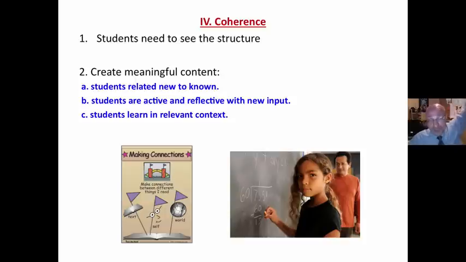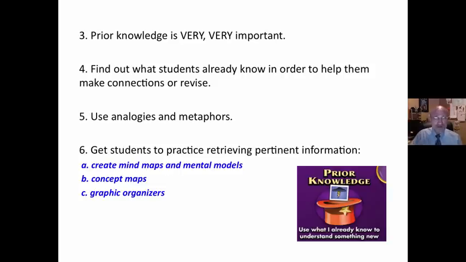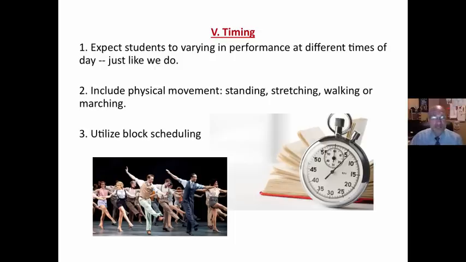I could teach grammar simply outside of any writing context, but it is much more efficient if I teach it in the context of their own writing. Relevant. Prior knowledge is very, very important because we attach new to the known. So find out what students already know in order to help them make connections or to revise. Use analogies and metaphors. We connect with what they already know and get students to practice retrieving pertinent information. And again, have them create mind maps, mental models, concept maps, graphic organizers.